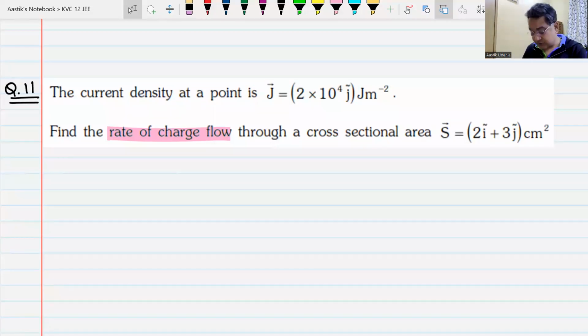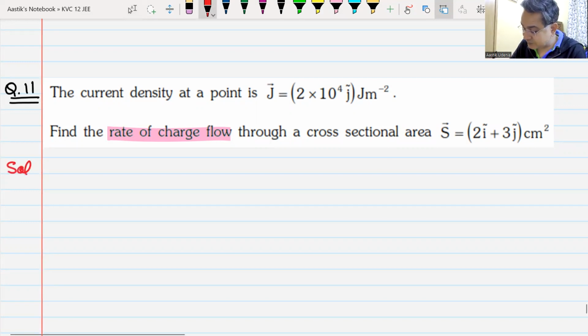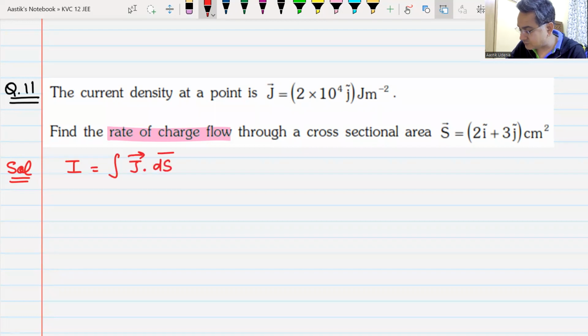So how are you supposed to do this? You have to find out the rate of charge flow. Basically, what do you mean by rate of charge flow? The meaning of rate of charge flow is the current. Do we understand this? Yes or no? And it is nothing but the integral of J dot dS. Do we remember this? Yes, sir. This is to remind you; I know how good your remembrance is.